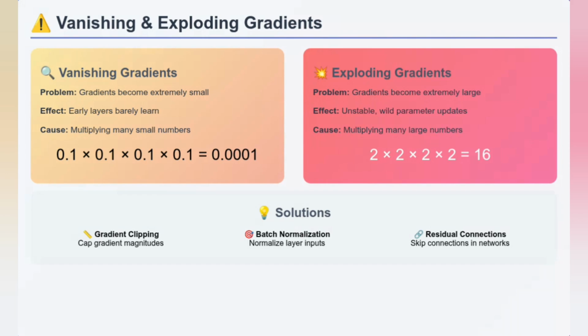The early layers barely learn because their gradients are almost zero. This happens because we multiply many small numbers together during backpropagation, and the product becomes tiny. Exploding gradients are the opposite problem. The gradients become huge and cause wild, unstable updates to our parameters. Fortunately, we have solutions: gradient clipping for exploding gradients, and techniques like batch normalization and residual connections for vanishing gradients.